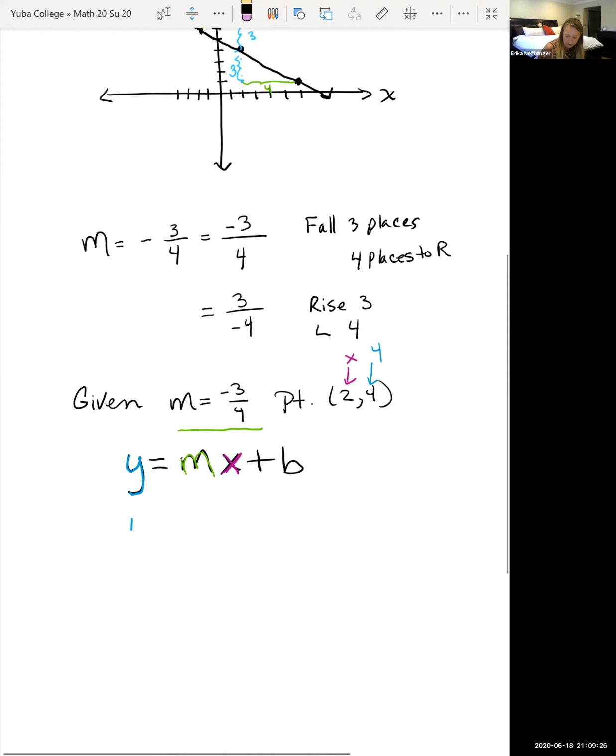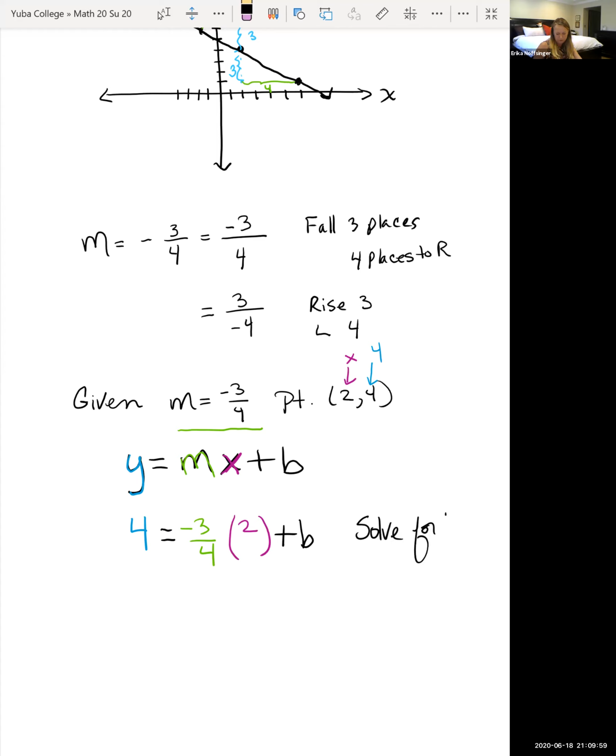So 4 is equal to m, which is negative 3/4, all times x, which we see is 2, plus b. So 4 is equal to negative 3/4 times 2 plus b. I notice that I have a 2 in the numerator, 4 in the denominator. That simplifies just a little bit.